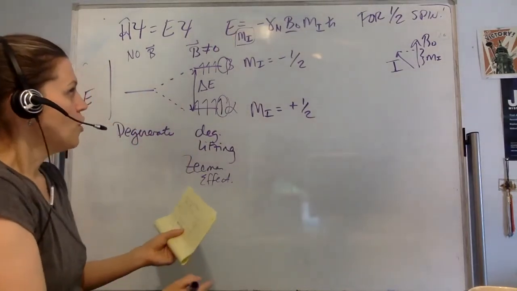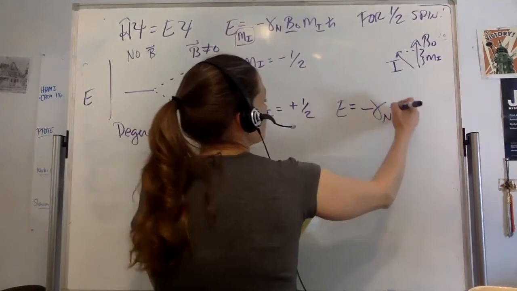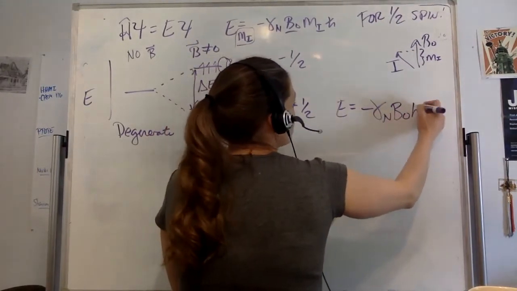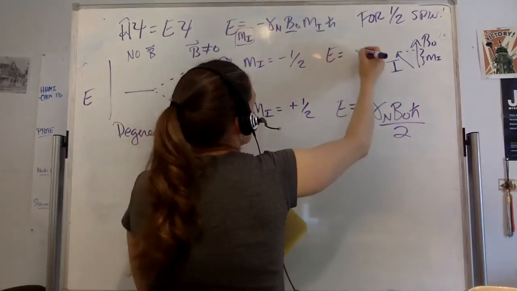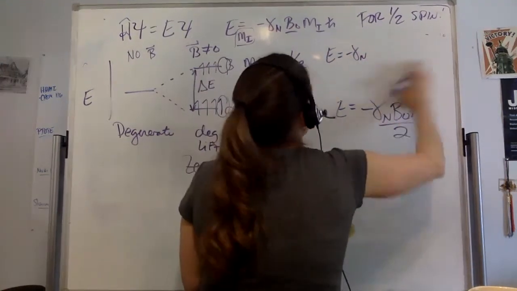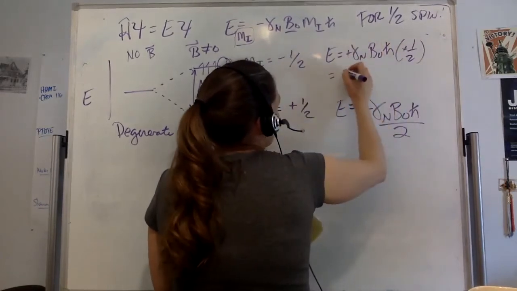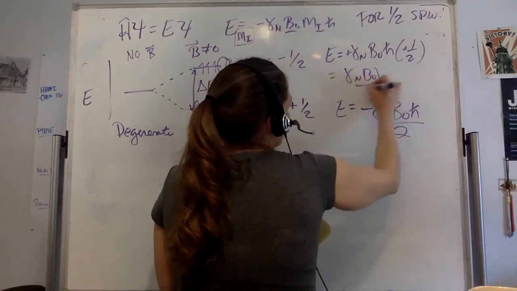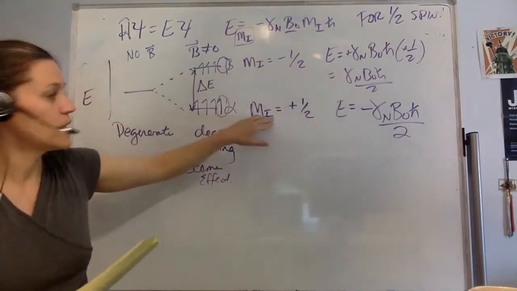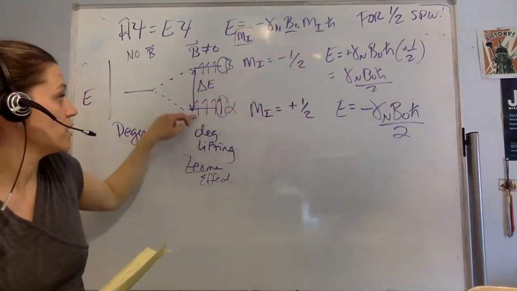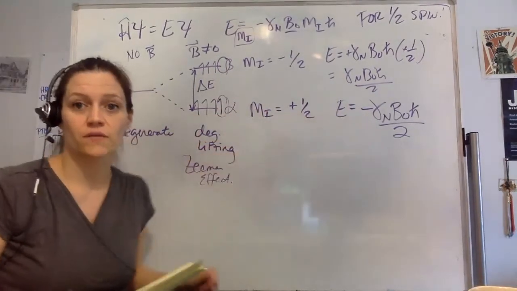Okay, so the energy E is going to be equal to minus the gyromagnetic ratio, B0, H bar over 2, multiplied by plus 1/2, and then E is going to equal minus gamma n, B0, H bar over 2, times minus 1/2. Notice how this has a negative sign, this one has a positive sign. That's why I designated this one as m sub I is plus a half, because that's going to be the lower energy state because of that negative sign.